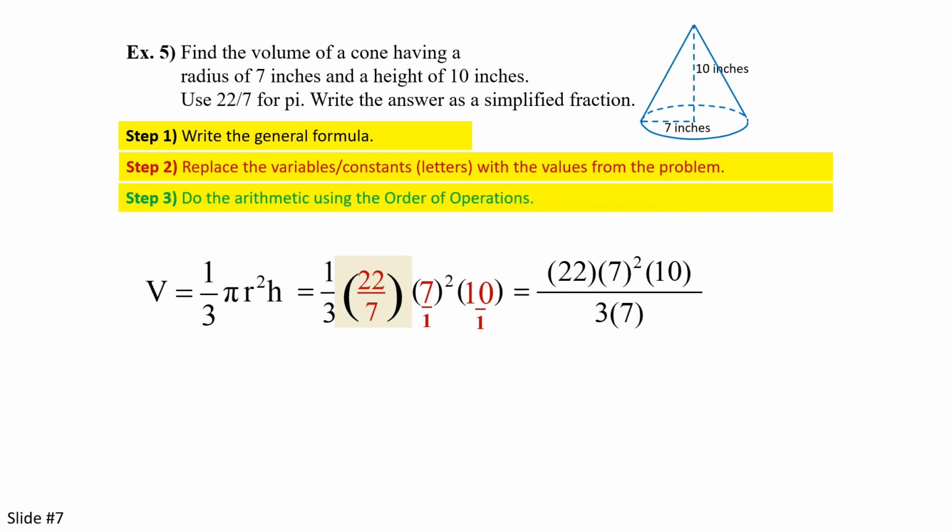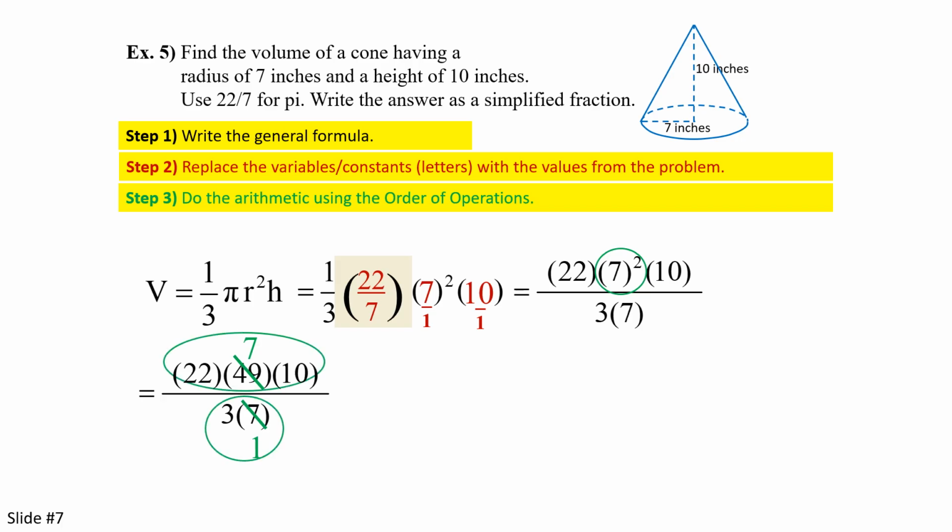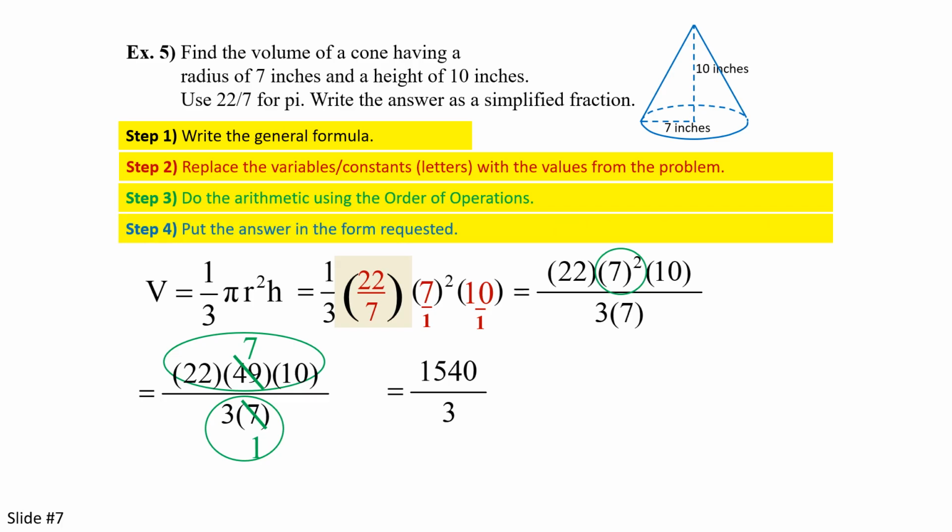Now we do the arithmetic using the order of operations. 7 squared gives us 49. I'm going to go ahead and reduce at this point. Then I'm going to multiply the top and then multiply the bottom, and I end up with 1540/3. Put the answer in the form requested. It says simplified fraction, and I can't do anything with it. I put the units on it, and the answer is cubed. 3 doesn't go into 1540, so I'd leave it as is. So the answer is 1540/3 inches cubed.